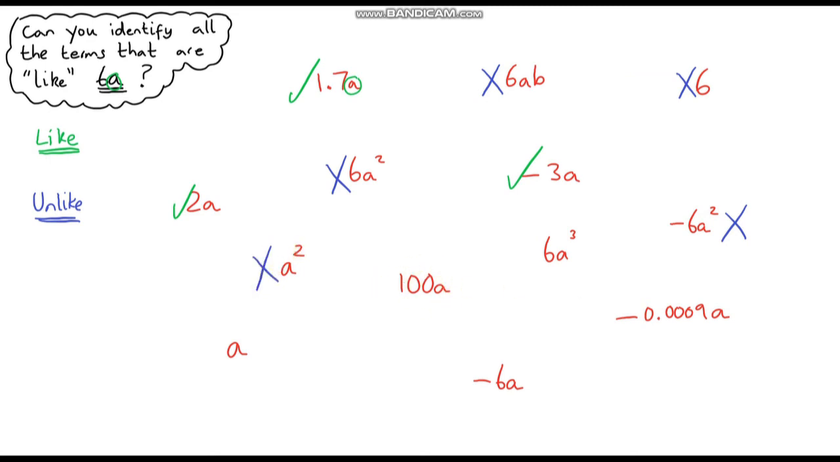This one here, they are like because we've just got the a on its own. Here, well, we've got a cubed here, so this is completely different. So this is unlike. So let me give that a blue cross. We've just got a on its own, so that's just the same as 1a. So that is like 6a. So let's give that a tick. And minus 6a, that is also like terms. They're also like terms because we've just got the 1a. And exactly the same here. Although we've got a long decimal, we've still just got a. So these two terms are also like.